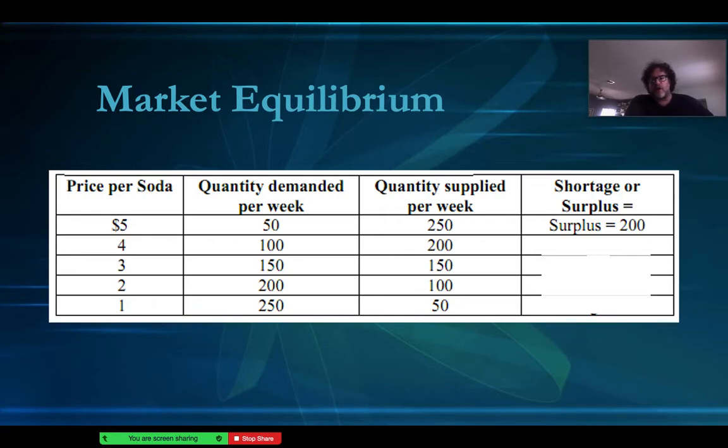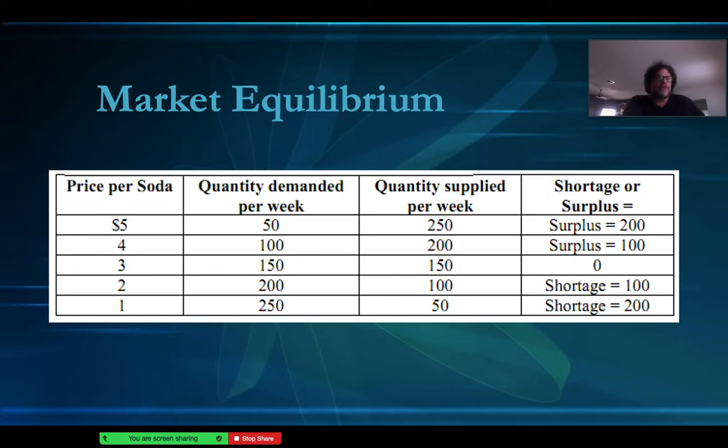At a price of $4, only 100 people want it, yet 200 people are willing to supply it. So we have a surplus of 100. At a price of $3, we're at equilibrium, and then as the price gets lower, we have more people that want to buy it than are willing to sell it, and that's called a shortage. And at a price of $1, we have a shortage of 200. Okay, so let's take a look at what this looks like on a graph.